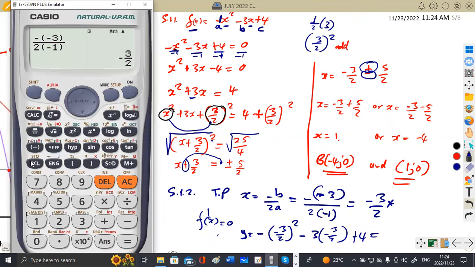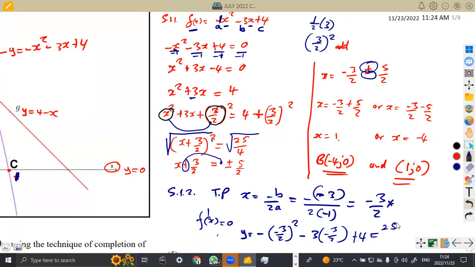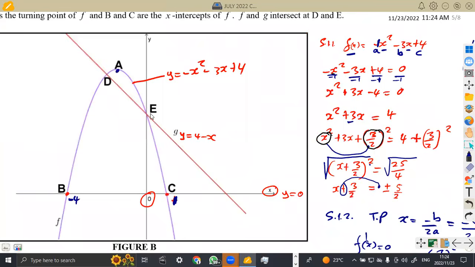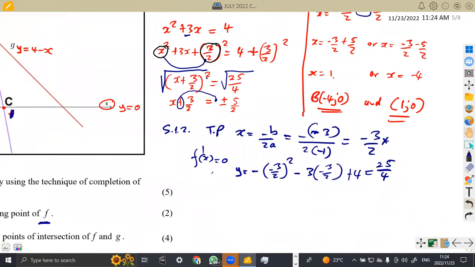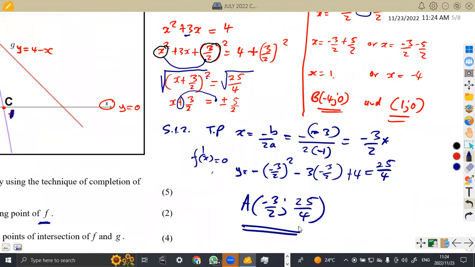So by doing this, we are going to obtain the value of y. Let's see from our calculator here, that's negative bracket, -3 over 2 squared, -3 into bracket -3 over 2. Whatever that we have here, we add 4. So if we add 4, we are going to obtain 25 over 4. So that is what we have. So therefore, A, which is the turning point now, is a point. A point, remember, is made of x and y. So our x is -3 over 2. y is 25 over 4. So that is what we are having at the turning point.